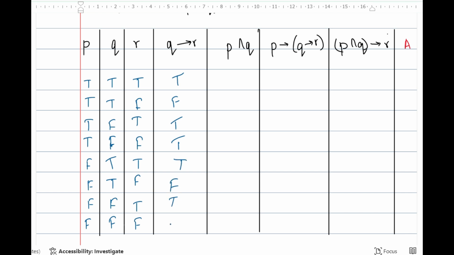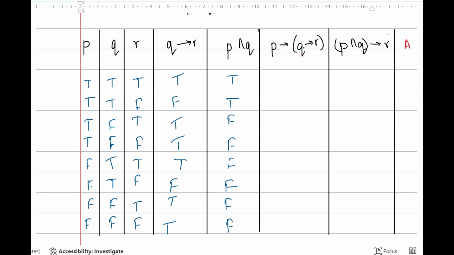So it's again T, F, T, T. Okay, now you have P and Q. So T and T, T; T and T, T; T and F, F; T and F, F. Now look: F and T, F; F and T, F; F and F, F; F and F, again F.